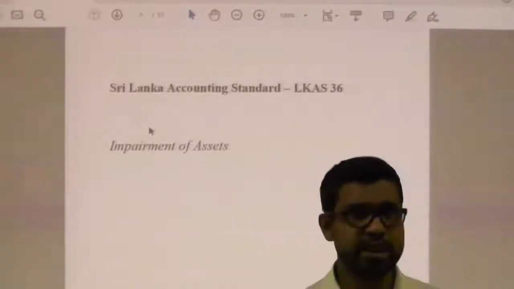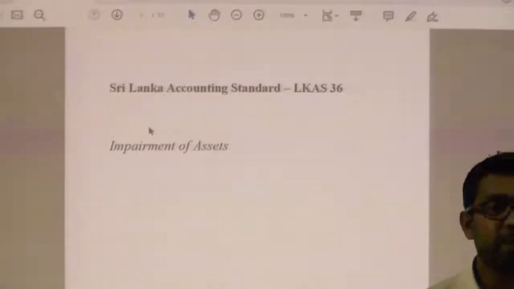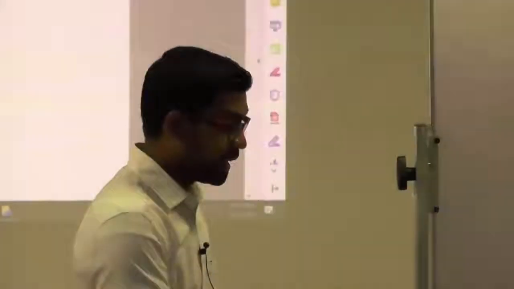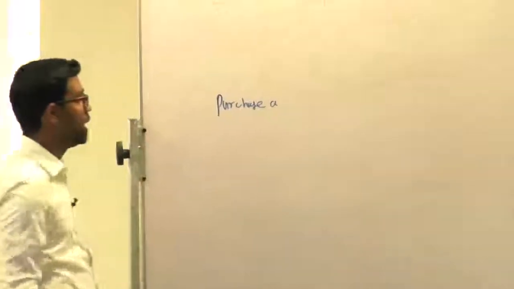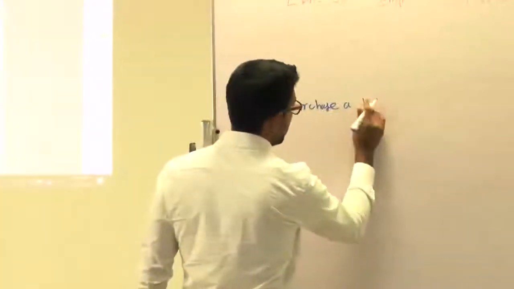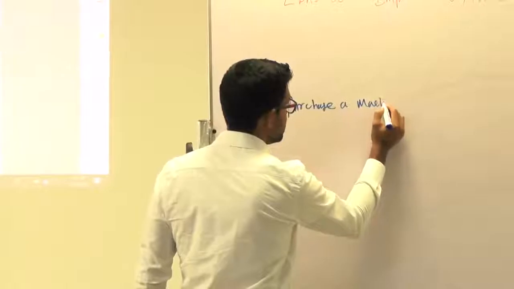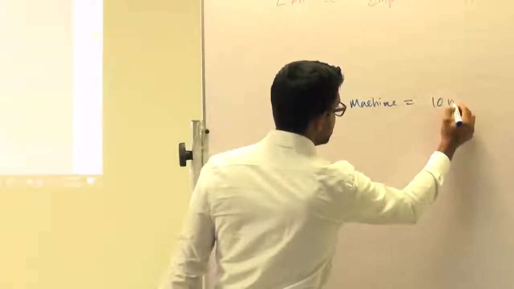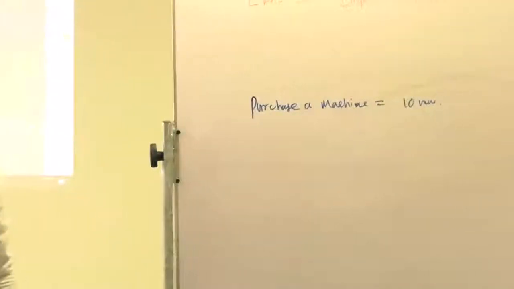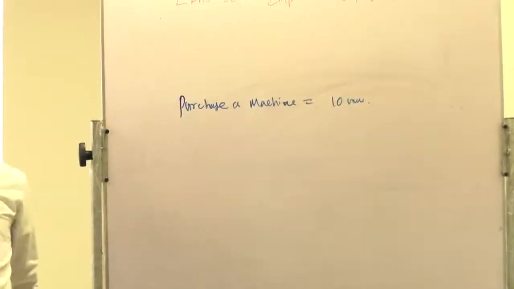So first of all, you should understand what you mean by impairment. First of all, you should understand the definition of this. What do you mean by an impairment? Now let's say, I will take a simple example before I move into the complex areas of the standard to explain this. Let's say you purchase a machine at 10 million, right? So we will depreciate it over a period of whatever years.